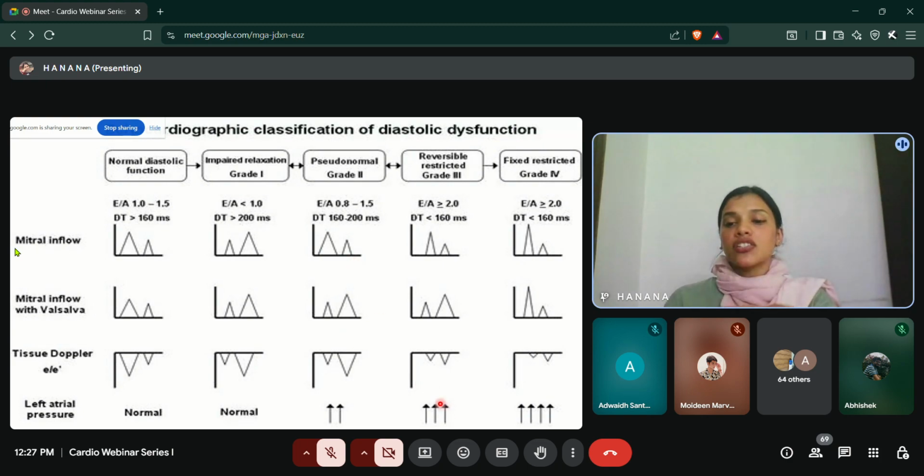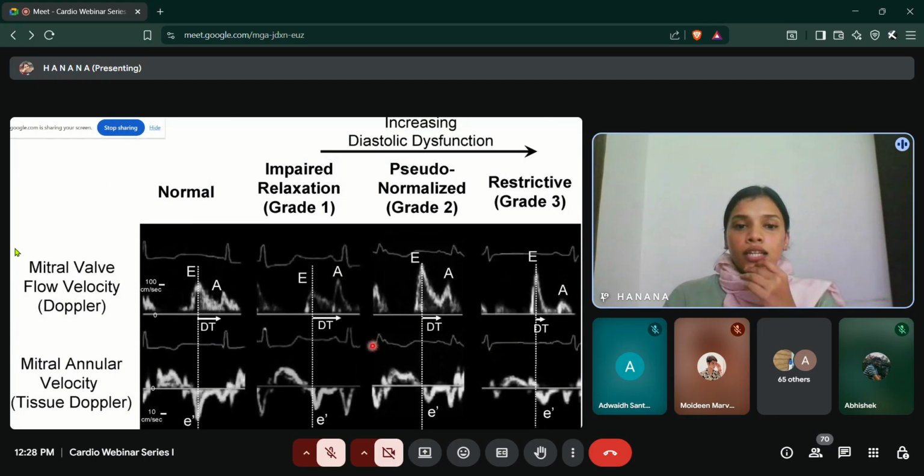And here the pressures are much higher in the left atrium, and here very high. And what we see in the tissue Doppler, as we go into the end, look at the magnitude. The amplitude is reducing considerably, which means it is very small in the last cases. Now these are the actual echo images we will be seeing.